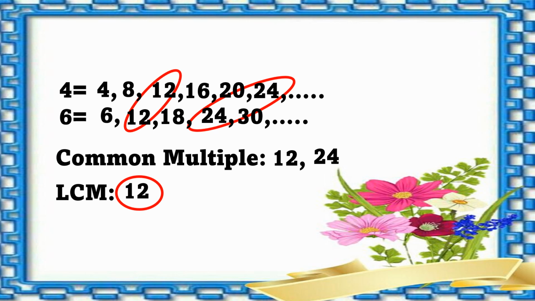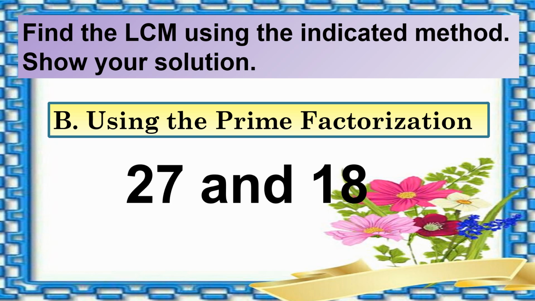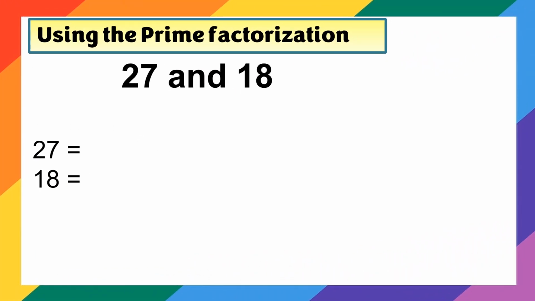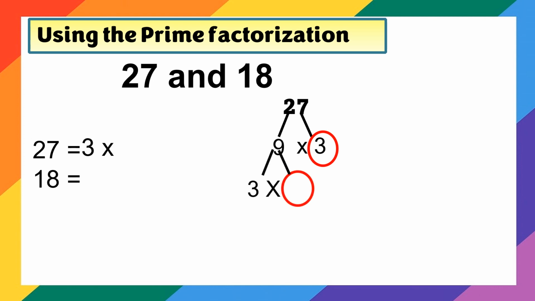Okay, so let's proceed to the example using prime factorization. We're going to get the LCM of 27 and 18. So what are we going to do? We're going to draw a factor tree. So for 27, think of a number that if you're going to multiply, the answer is equal to 27. So let's try 9 and 3. So 3 here is already a prime number, so you're going to encircle it. So 9, aside from 1 and 9, we can still have 3 and 3. So 3 and 3 here are prime numbers. So we can write 27 as a product of its prime factors as 3 times 3 times 3, three 3s.